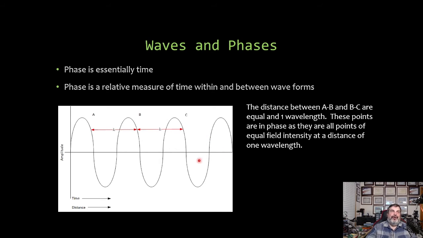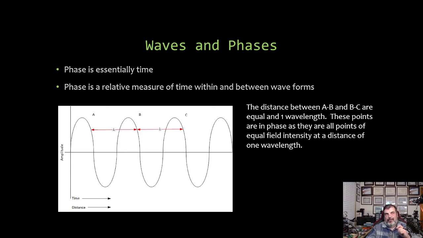Okay, so we talk about phase. It's a relative measurement of time between or within waveforms. I know that kind of sounds weird, but let's just look at it. Here and here and here are the same points on the waveform at a different point in time. So we come up here and we're here on this waveform, come up here and we're here on this waveform, come up here and we're here on the waveform. So you can see all three of those points, A, B, and C, are at the same point in the waveform at a different point in time.